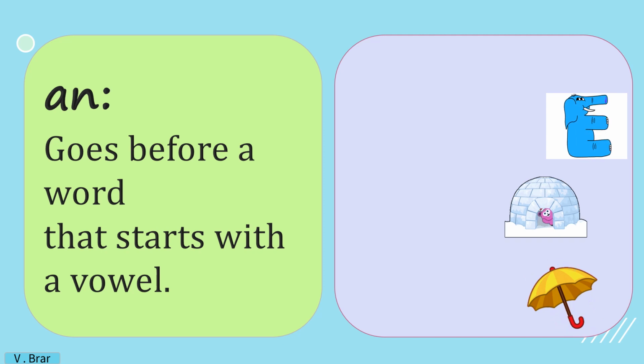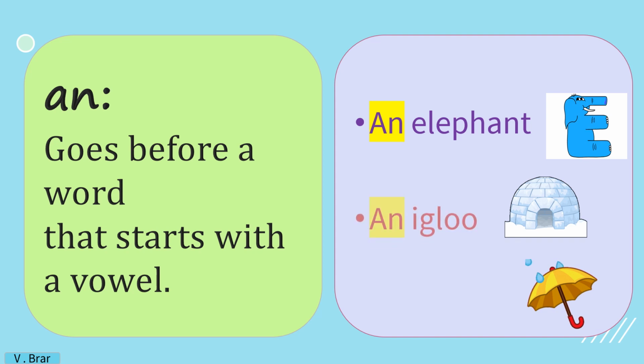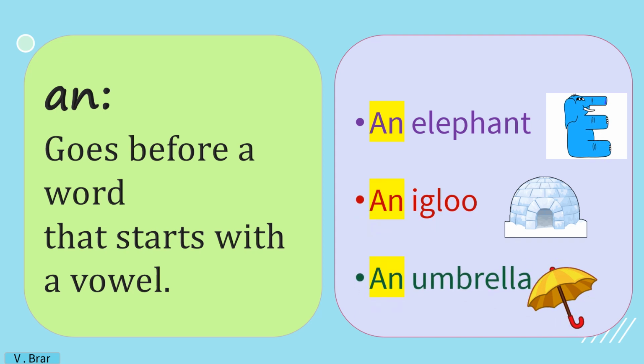The article an goes before a word that starts with a vowel. Let's read these words. An elephant, an igloo, an umbrella. Children, did you notice, elephant, igloo and umbrella are naming words, and all of them are starting with vowels E, I and U. So that is why here we have used article an before a naming word.